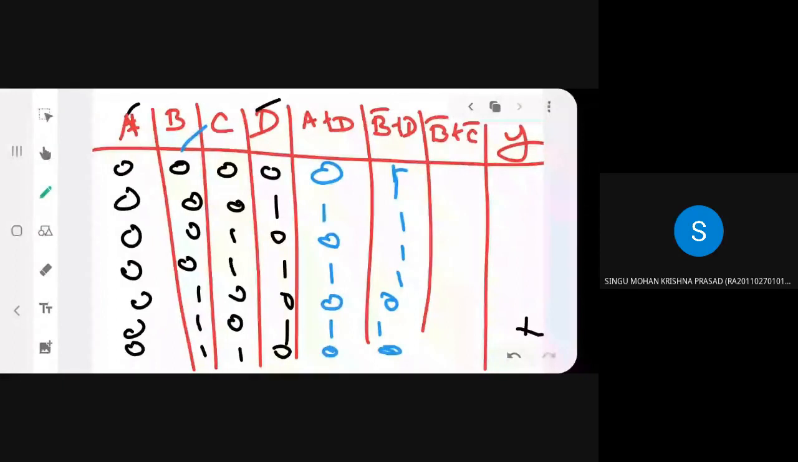This will turn to 1. So then 1, then 1. This will be 1, 0. So again 1, I think. Okay. Again 1, I think.